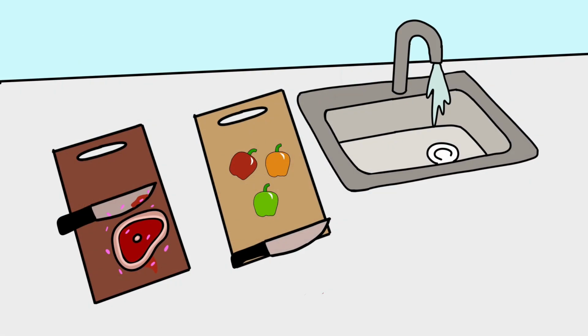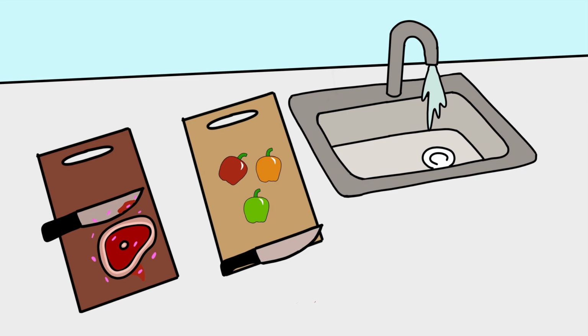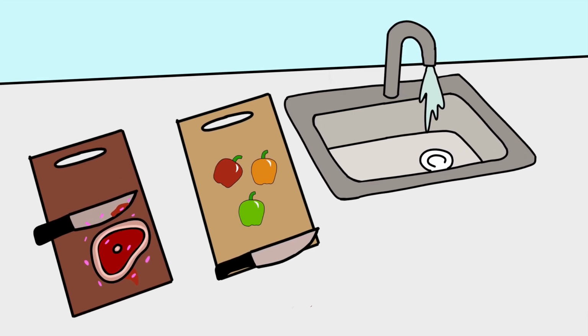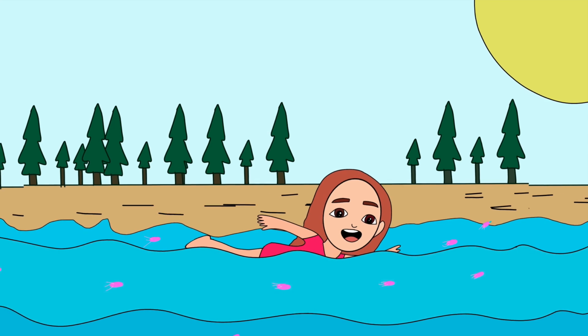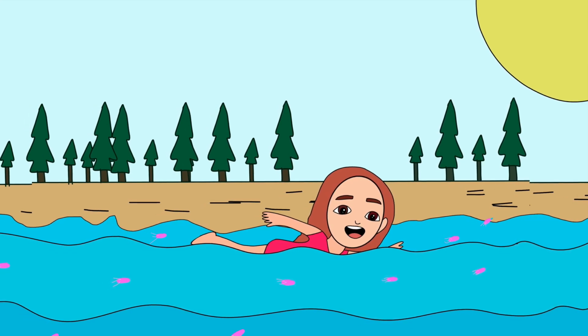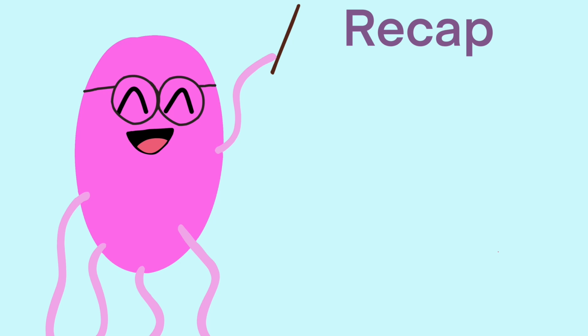Ensure to use a different cutting board for cutting meat and for vegetables to avoid cross-contaminating your foods, and avoid swallowing water from recreational water sources such as lakes and streams, as these waters may be contaminated with E. coli.